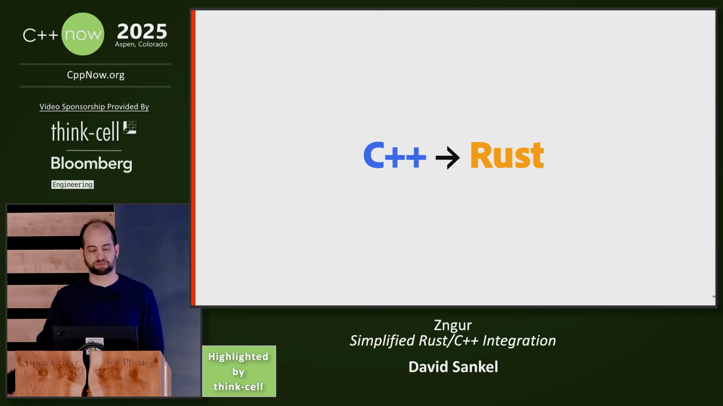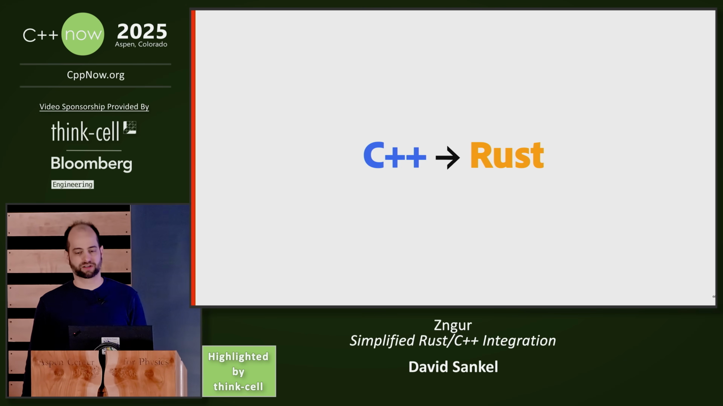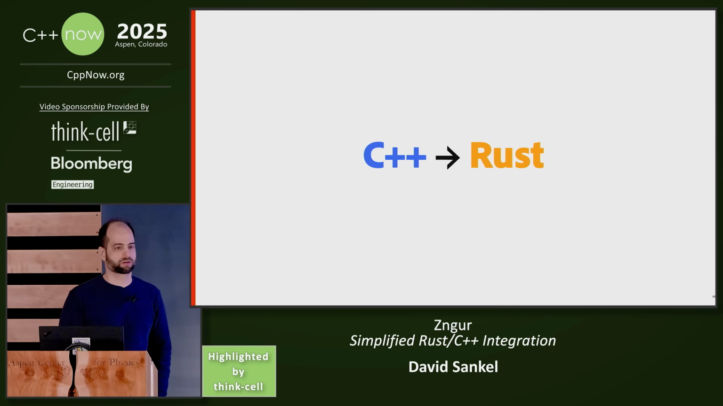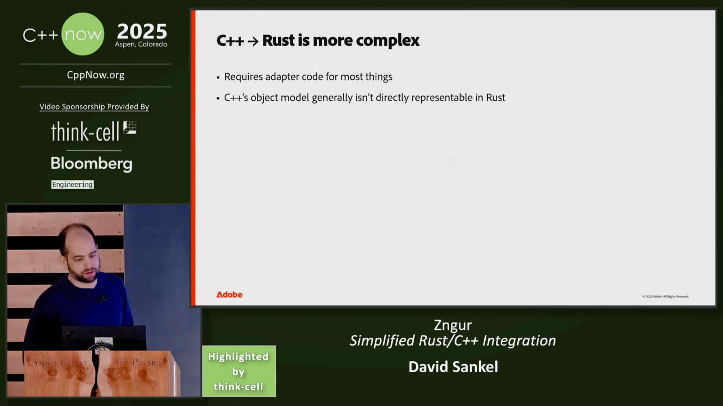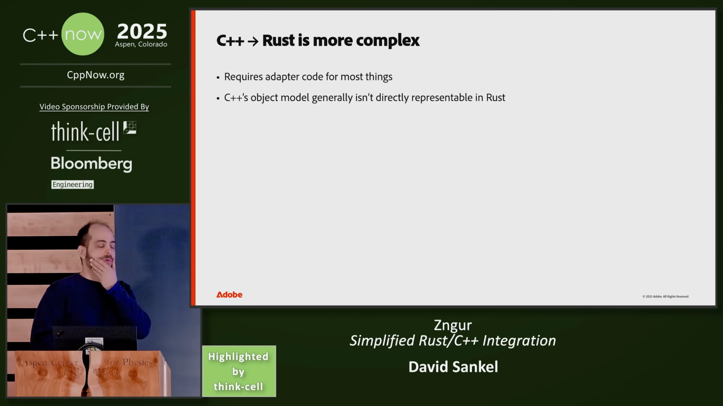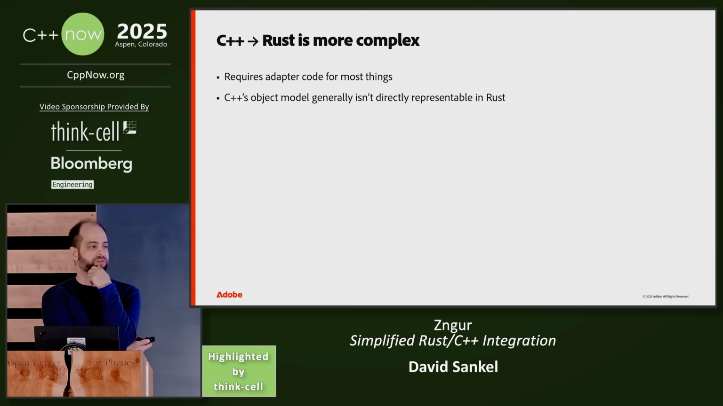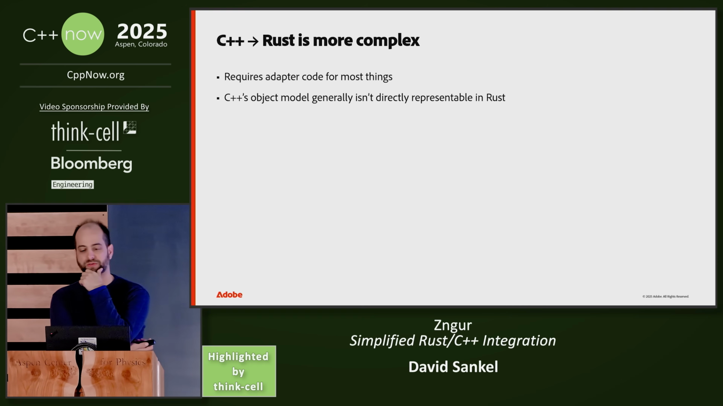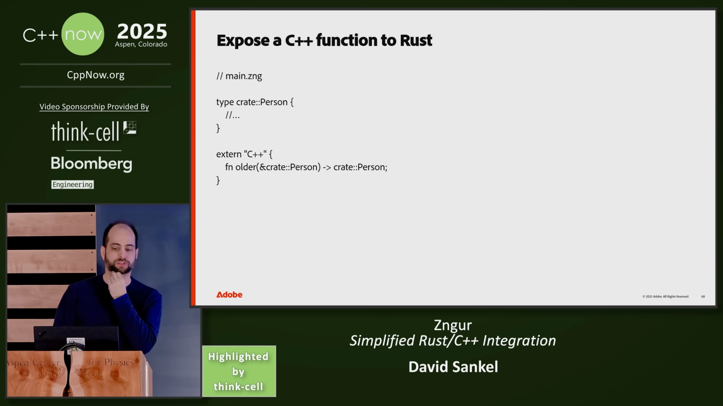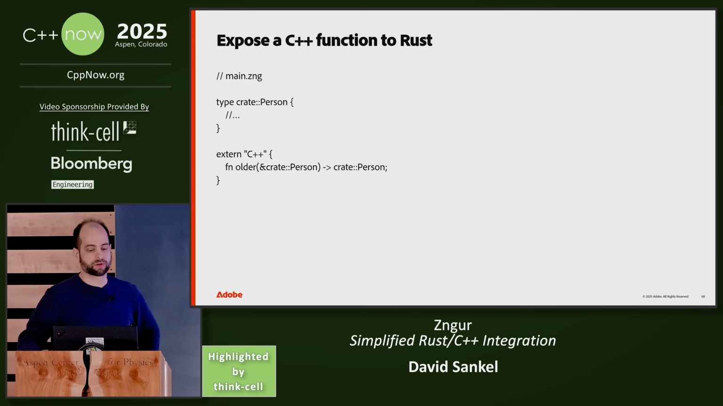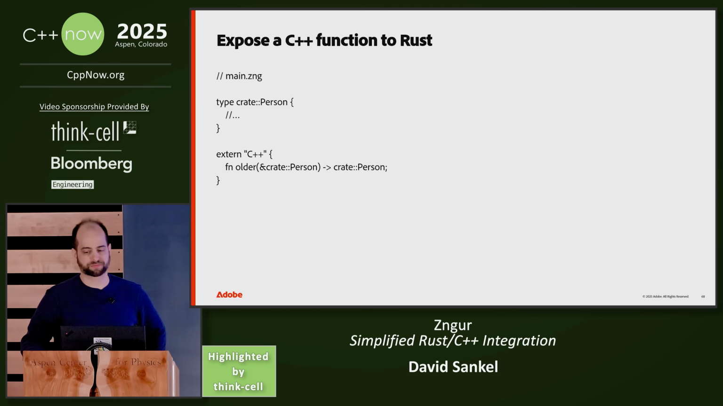Okay, C++ to Rust side. We're going to expect this to be a little bit more complicated. So you're going to need some adapter code for most things that you're exposing from C++ to Rust. And the C++ object model, for reasons we've already talked about, isn't directly representable in Rust. So let's do the simplest thing. Let's expose a C++ function in Rust.